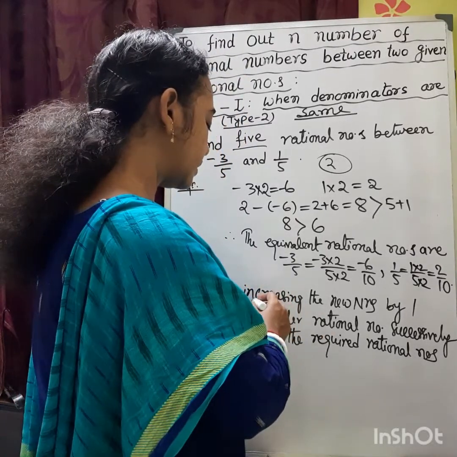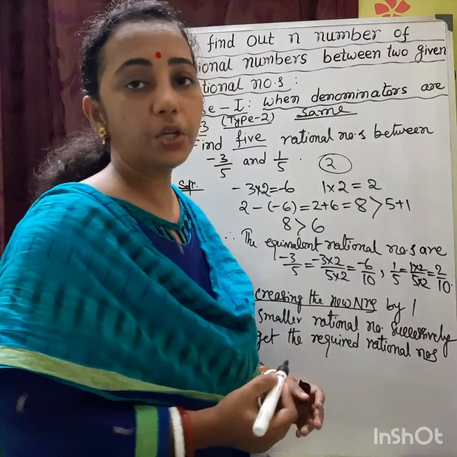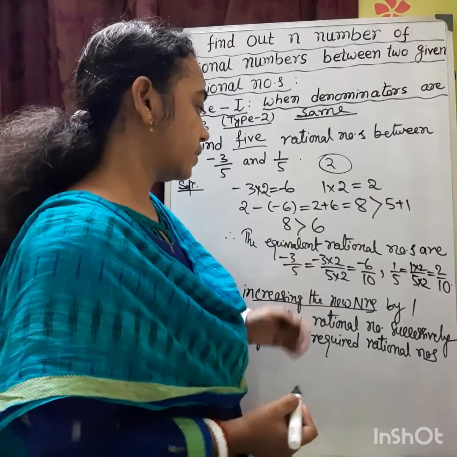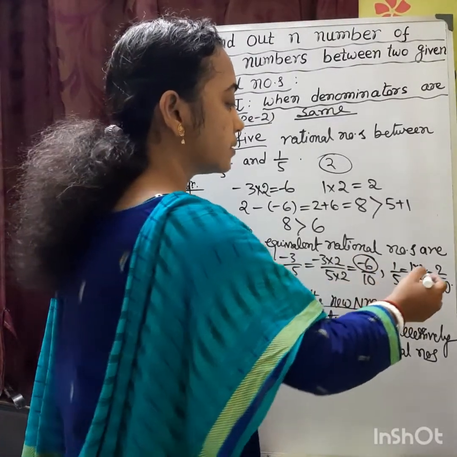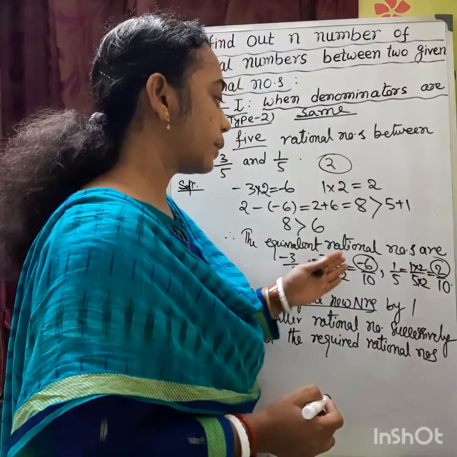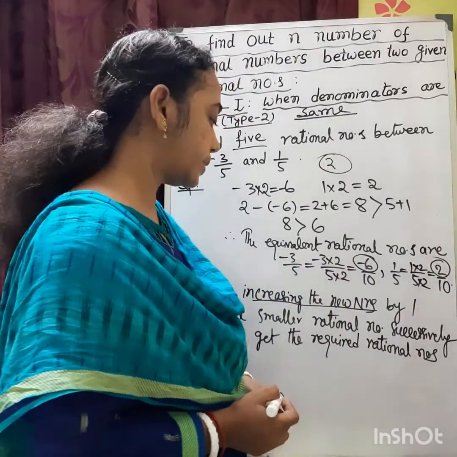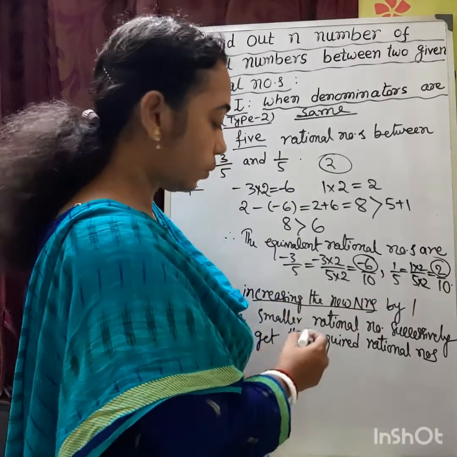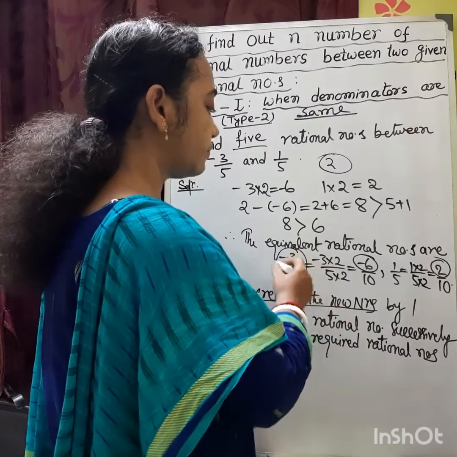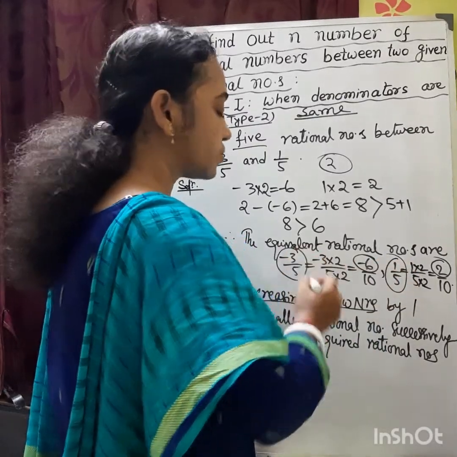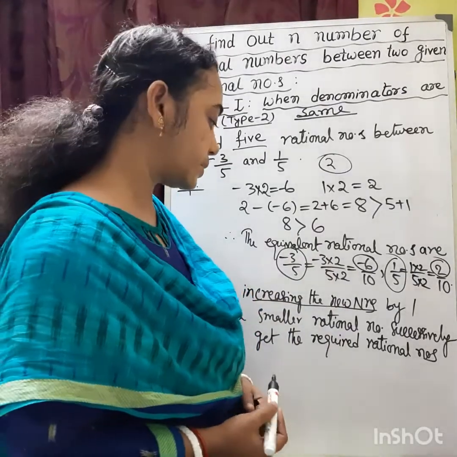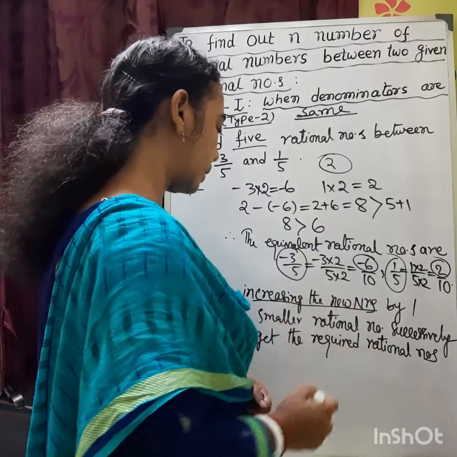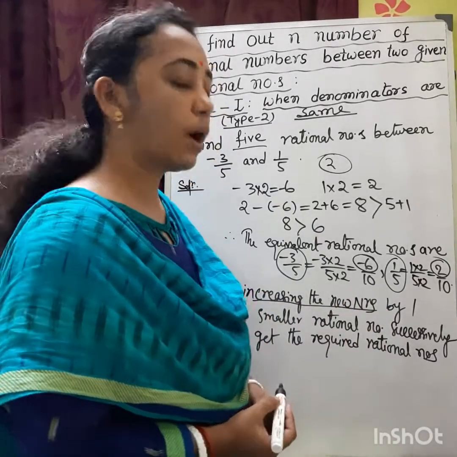Thus, on increasing the new numerators, what do we mean by new numerators? That is the numerators of the equivalent rational numbers. So here -6 and 2 are the new numerators. Thus, on increasing the new numerator by 1 of the smaller rational number, which one is smaller, -3/5 or 1/5? Here -3 is negative, so -3/5 is the smaller number. Thus, on increasing the new numerator by 1 of the smaller rational number successively, we get the required rational numbers.